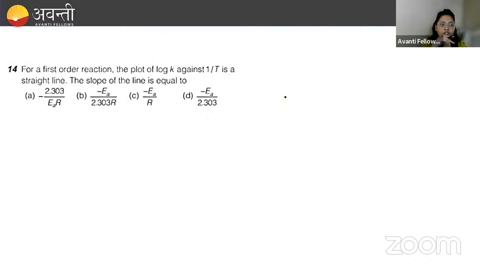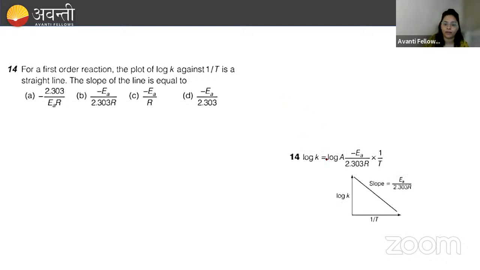For a first order reaction, the plot of log K against 1 by T is a straight line. The slope of the line is equal to. So this is a very simple problem. For first order reaction, we know the plot. What is that? Log K by 1 by T. You can see the plot. Log K by 1 by T. You are getting the graph like this way. The slope for this graph is what? EA upon 2.303 R, because our equation is like this way. So the slope of the line will be equal to what? B.